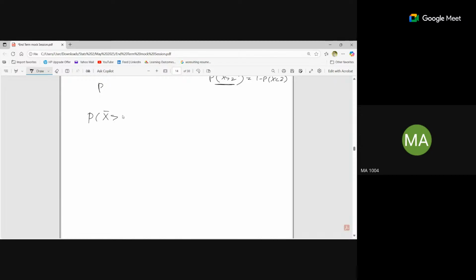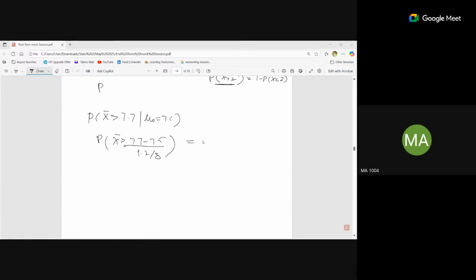Alpha, the significance, is equal to the probability that X bar is greater than 7.5, with mu naught being 7.5. So this is the probability of X bar greater than 7.5 minus 7.5 divided by the population standard deviation 1.2 divided by root 64, right? So wait. If you solve this, what is the value that you are getting? The value of alpha? Can you tell me? One second.